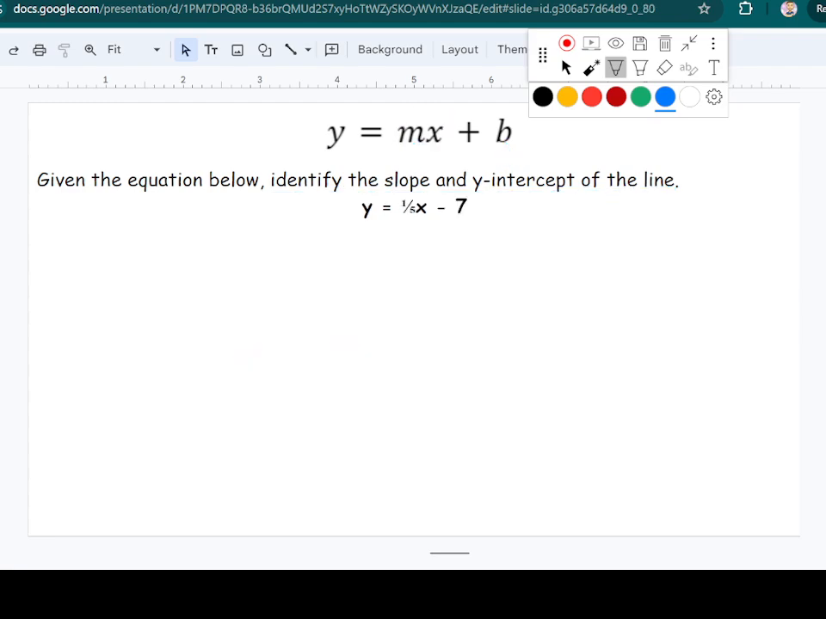Identify the slope and y-intercept of the line. So our slope, our m, is what's attached to the x, in this case 1/5, again, not the x itself. And then our b, now in the formula it is plus b, so if we ever see a minus a number, that's going to be a negative, whatever that number is. So our y-intercept here is -7.